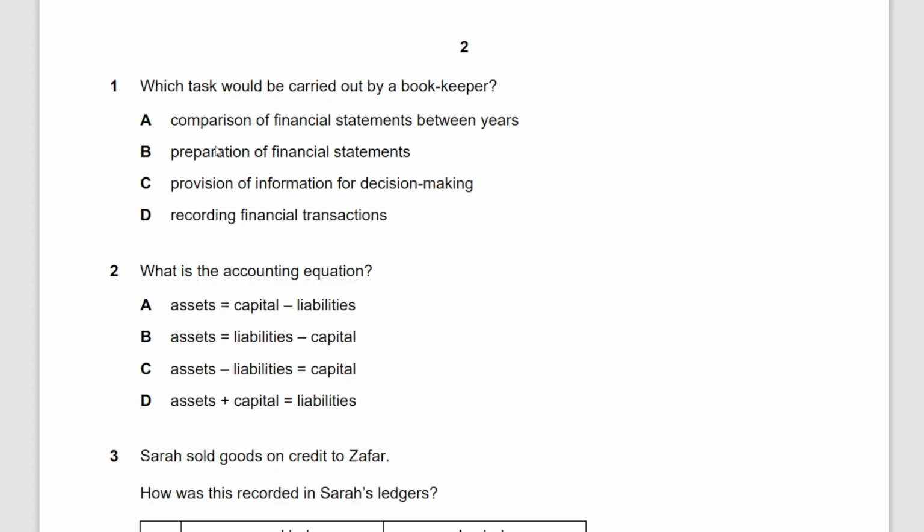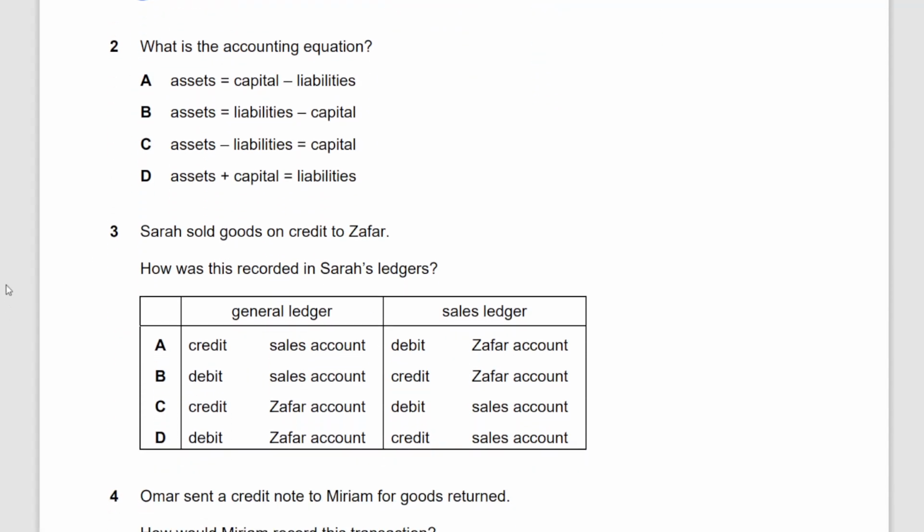Question number 1. Comparison of financial statements between years? No. If you know the definition, that's not right. Preparation of financial statements, provision of information for decision making, all these things are done by an accountant, right? Not a bookkeeper. A bookkeeper records financial transactions by definition. If you know the definition of bookkeeper, you know that that's the answer.